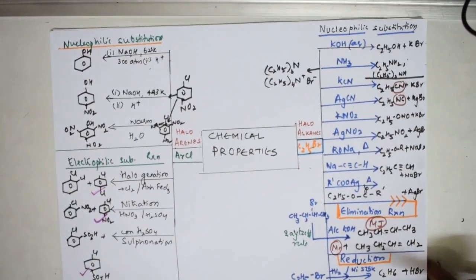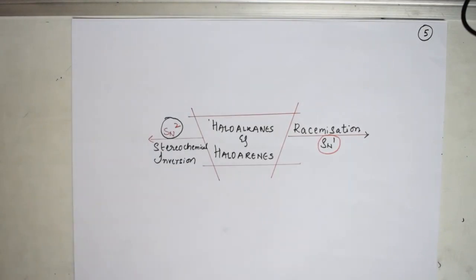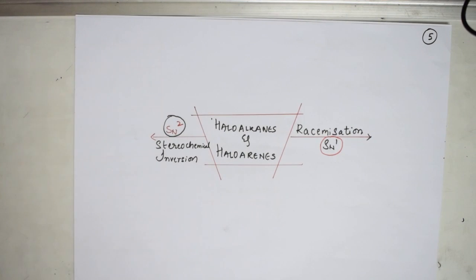Now in the next video, I'll be teaching the racemization process, that is the stereochemistry part of haloalkanes and haloarenes in terms of SN1 and SN2 reactions.